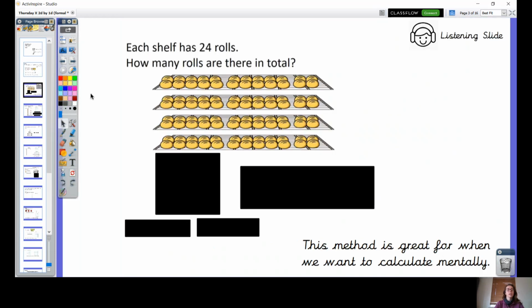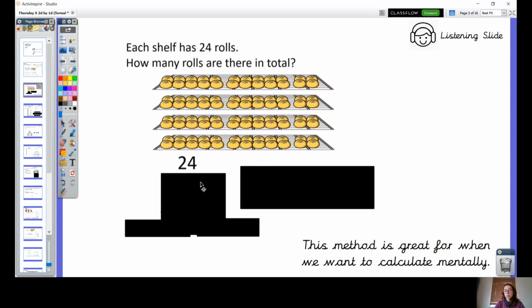Okay, I'd like you to listen for this slide. Each shelf has 24 rolls. We want to find out how many rolls there are in total. Now this week, you've been learning with Mr. Lewis about your partitioning, haven't you? And how to use that skill to help you calculate questions like this. So I just want to talk you through it. This method is great for when we want to calculate mentally for the future.